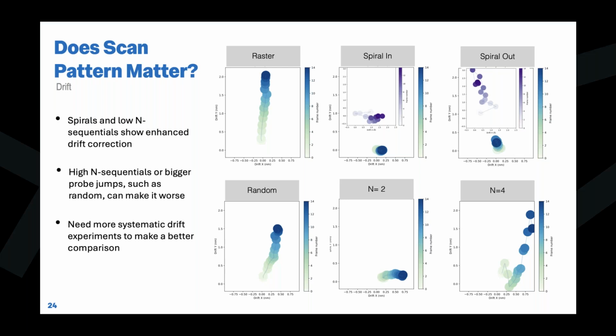So we compared the drift trajectory for the same scans as before. And we can also see that for spirals and low-n sequentials, there's some enhanced drift correction here. If we look at the plots here, spiral in and spiral out, as well as n equals 2, so skipping every 2 pixels or 2 pass scan, we get less drift. And for high-n sequentials or bigger probe jumps, such as random, this gets worse.